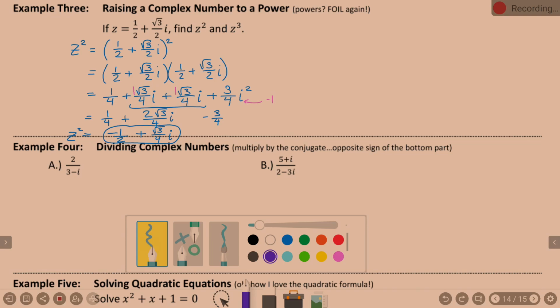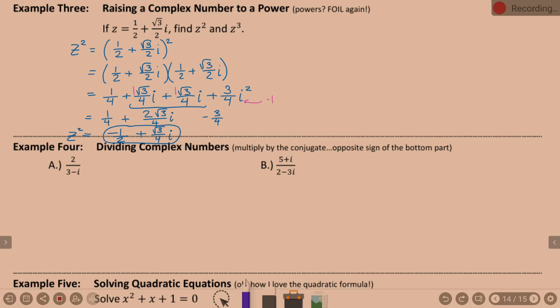Okay, that was z squared. We were also asked to find z cubed. What are your thoughts about z cubed? You're going to do it 3 times, which means you FOIL it once and then FOIL the answer. But since we already know the answer of one of the FOILs, we can just use that answer and then FOIL it by z. So here's the deal, z cubed.